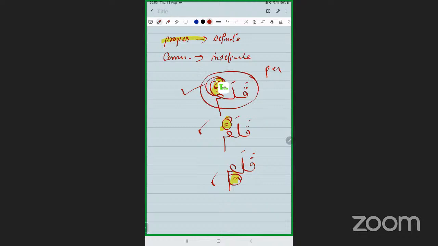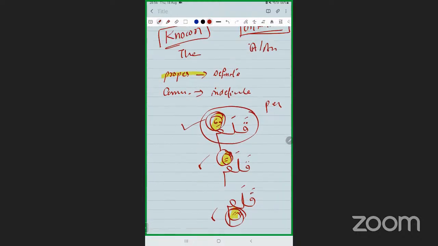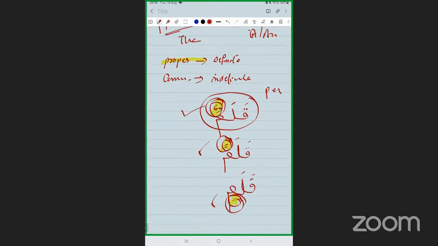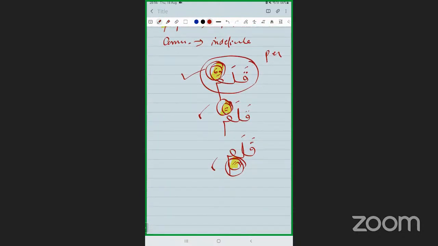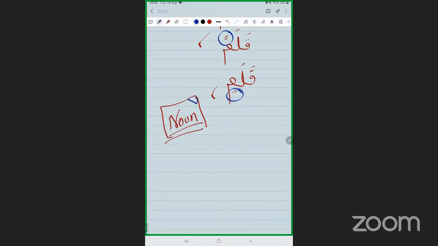Indefinite nouns can be identified by tanween. In the end, you will find tanween. If there is a tanween, you can say that it is an indefinite noun. This is the identification of an indefinite noun. Also, this is an identification of a noun. Any word in Arabic that has a tanween is by default a noun, because it is carrying a tanween. Now see, all this I will repeat on Monday also.